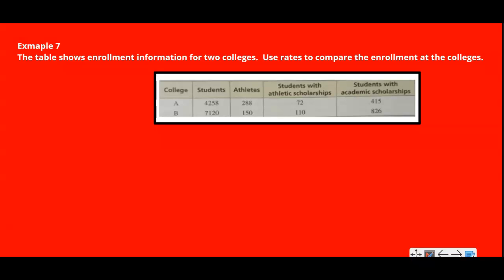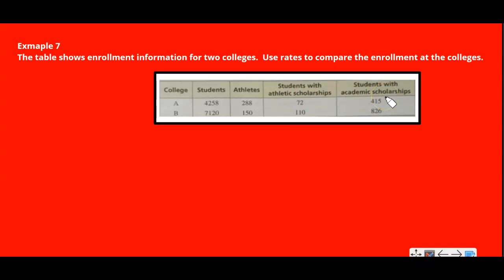All right, example 7. The table shows enrollment information for 2 colleges. Use rates to compare the enrollment at the colleges. You can see here College A has 4,258 students enrolled. 288 of those are athletes, 72 of those are students with athletic scholarships, and 415 are students with academic scholarships. College B has 7,120 students. 150 of those are athletes. 110 of those have an athletic scholarship, and 826 of those have an academic scholarship.